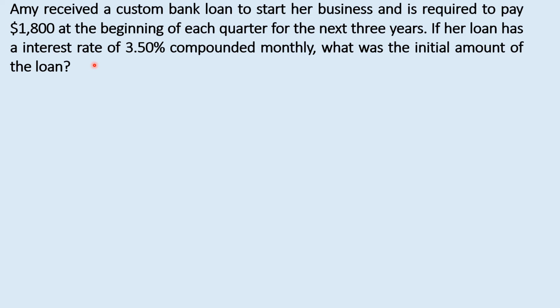Okay, so before we draw out the timeline, which is the first thing to do, there are a few things that we need to note. What we know already is that it's an annuity due question because she's making $1,800 worth of payments at the beginning of each quarter. And we know that the time frame is for the next 3 years, and the interest rate on the loan is 3.5% compounded monthly. So let's go ahead and put this information into a timeline.